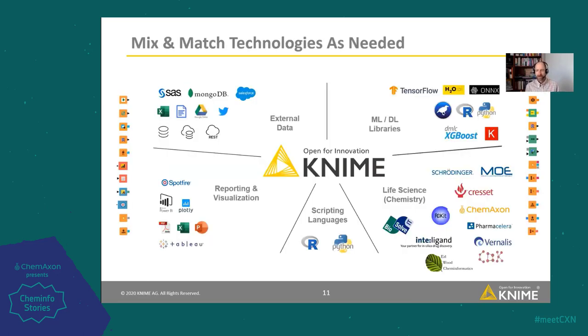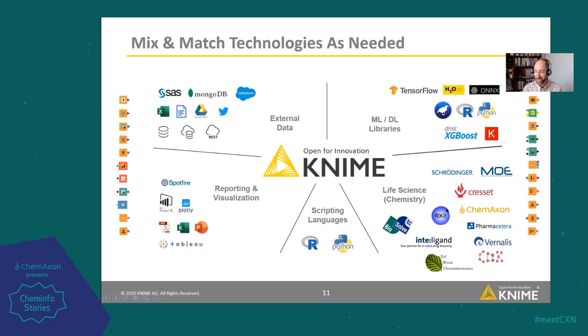KNIME, by allowing you to connect nodes together, allows you to mix and match the technologies that you want to use. So you can have external data come in from files, as already mentioned, but you can also pull it in from databases or from commercial platforms. We have a variety of different tools that we've written ourselves for doing machine learning and deep learning, but we also integrate with a number of other packages.